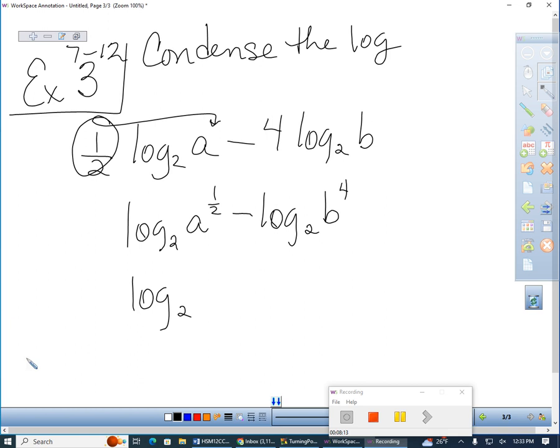Close. In the log world, when we subtract, we really do what? Divide. Thank you. So this is going to be a to the 1/2 on top divided by b to the 4th. Now, how else can I write a to the 1/2? So we can write this as log base 2 of the square root of a over b to the 4th.